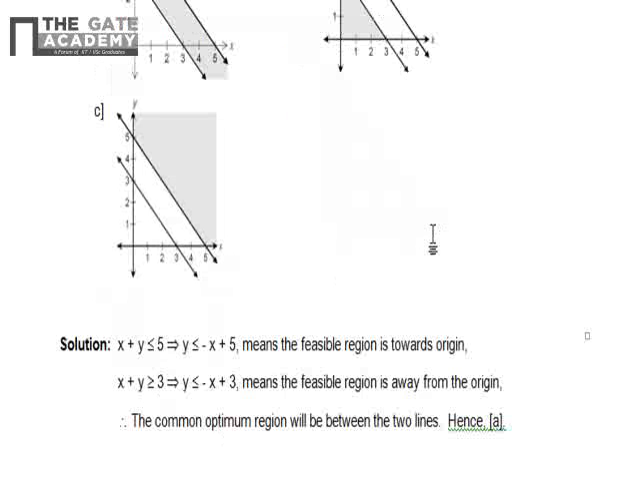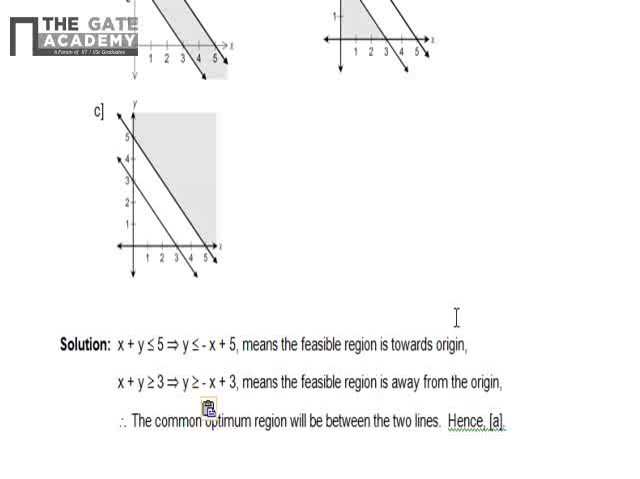You can look at the solution, how I have solved. I have converted in this format just to decide whether the feasible region is towards the origin or away from the origin. Oh, this is wrong. Okay. See, this will be like this. So the feasible region will be away from the origin, and option A is our right option.